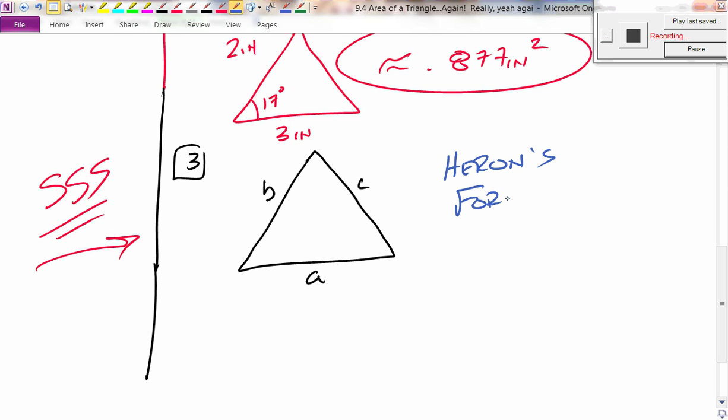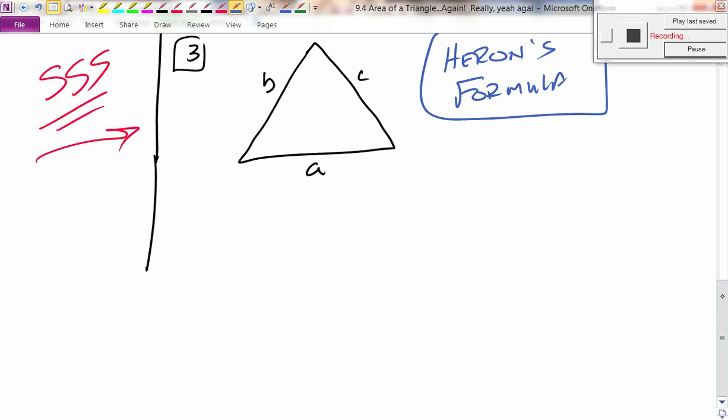Heron's formula. Oh, I thought you were Heron on this one. Nope.